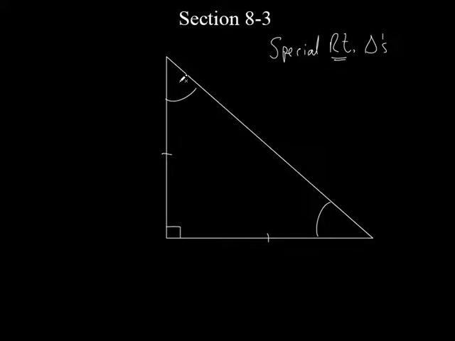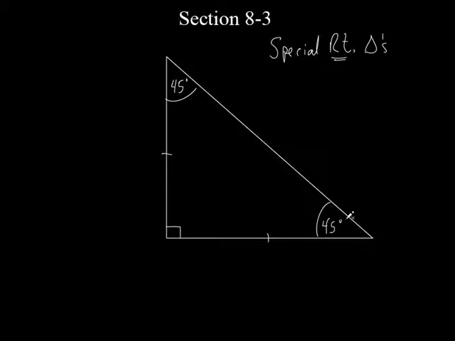So what is it, Joe? 45. Very good. How'd you get 45, Joe? That's right. On any right triangle, the other two angles have to add up to 90 degrees, because 180 minus 90 is 90. If they're both exactly the same, take half of it. Divide it by 2. 90 divided by 2 is 45.